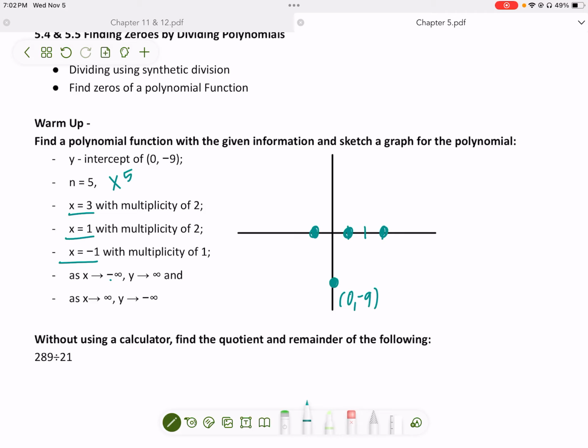As x goes to negative infinity, y goes up, so that's this way, and then this one is down. So I'm gonna have this and this. Okay. So now I need to pay attention to my multiplicities. So these both have multiplicities. So I'm just going to highlight them because I'm going to forget as soon as I start drawing this curve.